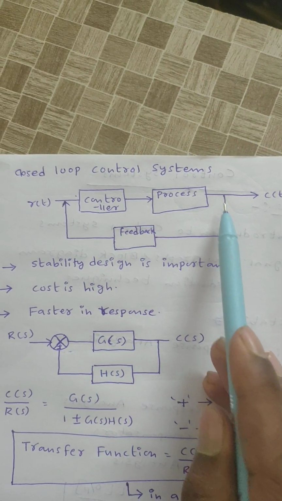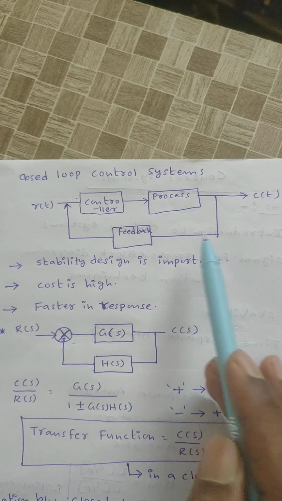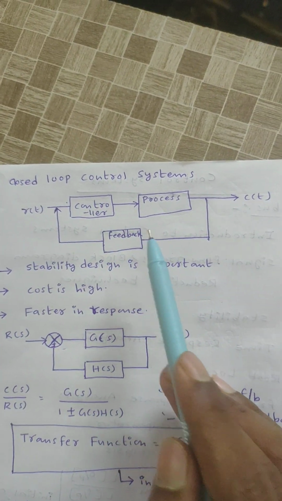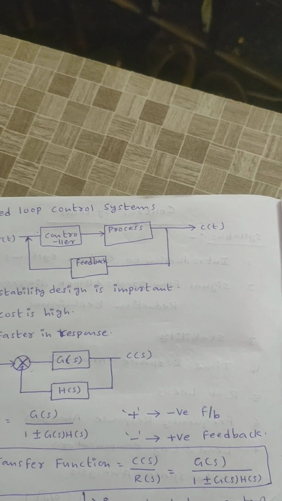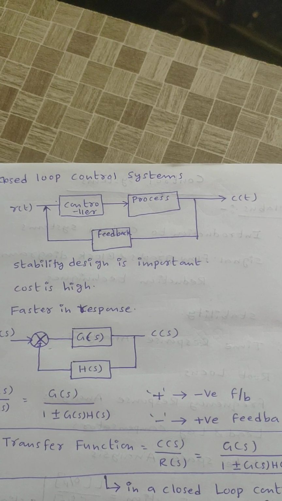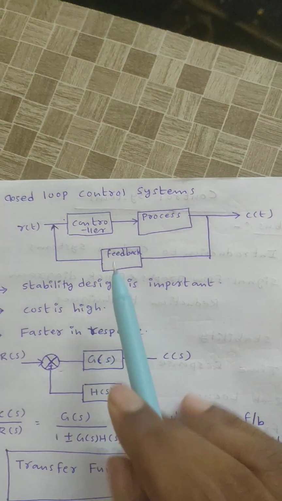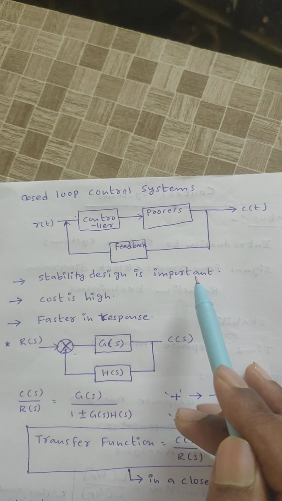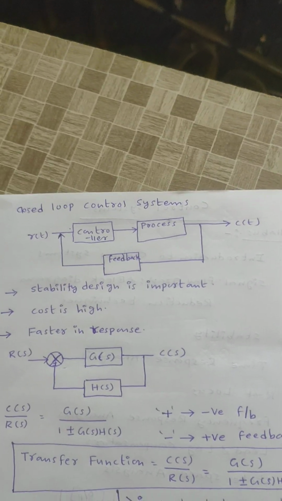There is a feedback element connected between output C of t and the reference input. Because of this feedback element, stability of the system is improved, but that stability is not always improved. To design this, stability is important. Why? Because only because of this feedback is stability improved.